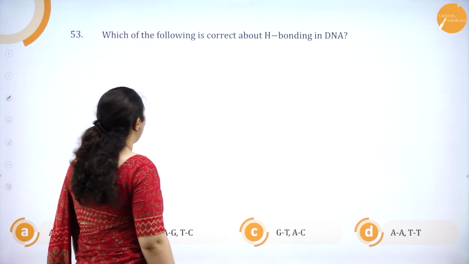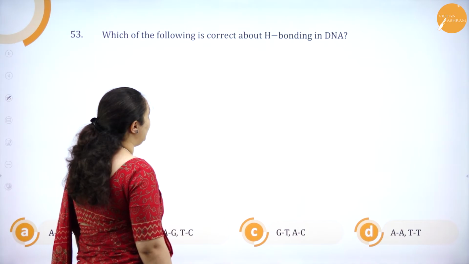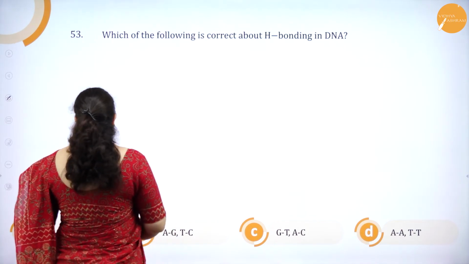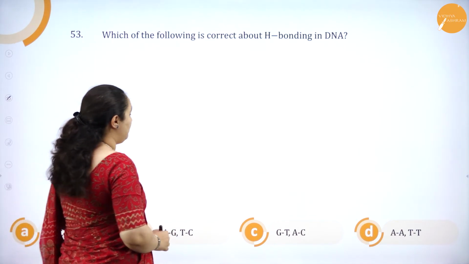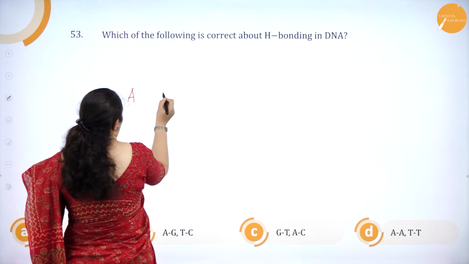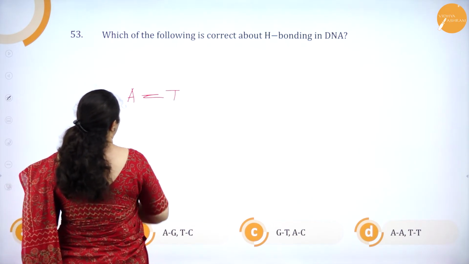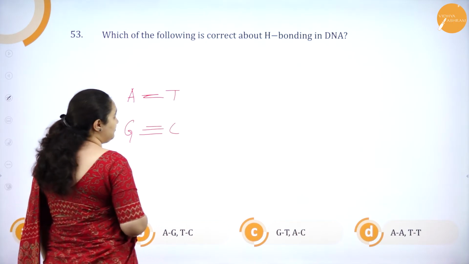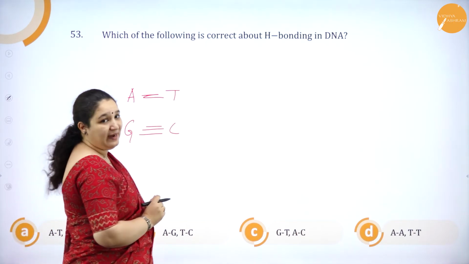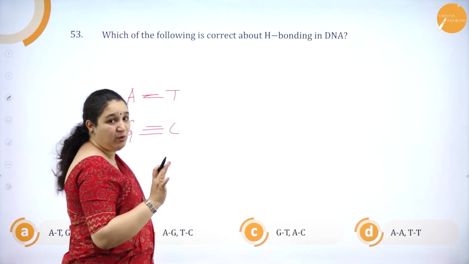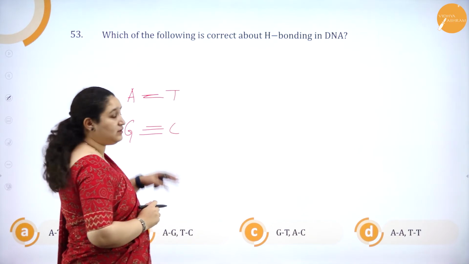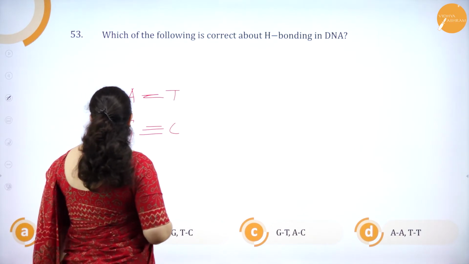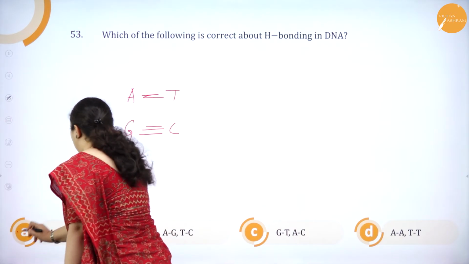53rd, which of the following is correct about hydrogen bonding in DNA? Here they have given all the options. We just need to know adenine with thymine will form a double bond, and guanine with cytosine will form a triple bond. Double bond means 2 hydrogen bonds, and here there are 3 hydrogen bonds. So A with T and G with C is the correct answer.